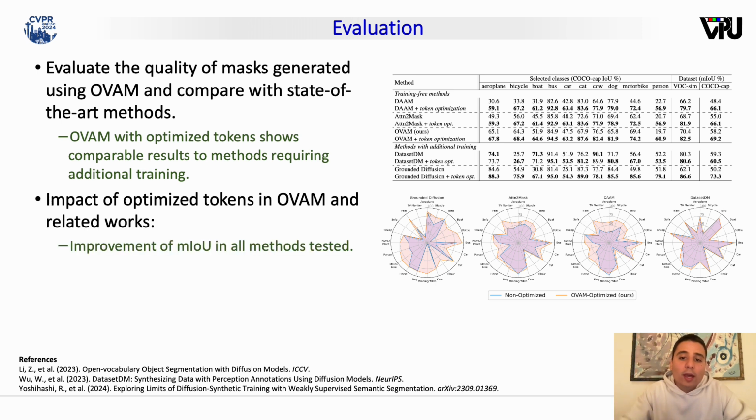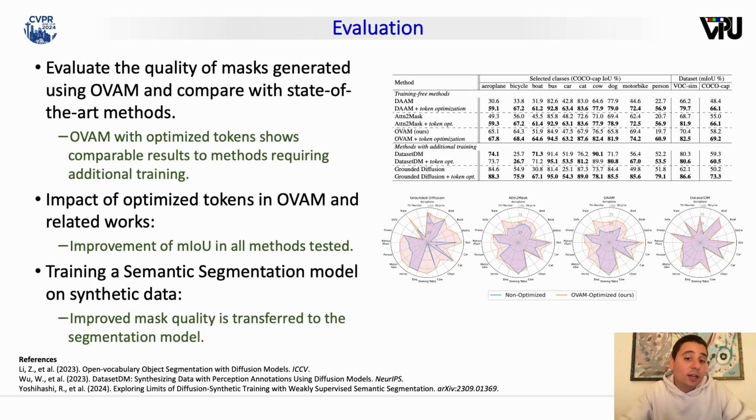Second, we evaluate the performance boost of the optimized tokens in mask quality. To do this, we adapted compatible methods based on similar paradigms on Stable Diffusion and found that the use of optimized tokens increased the quality of the masks for all tested methods. Finally, we trained a semantic segmentation model on synthetic data and found that the increased mask quality is transferred to the model performance.